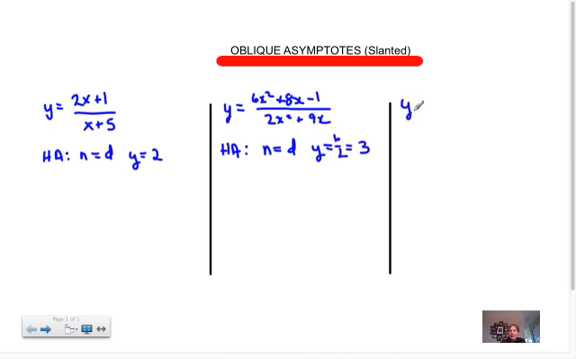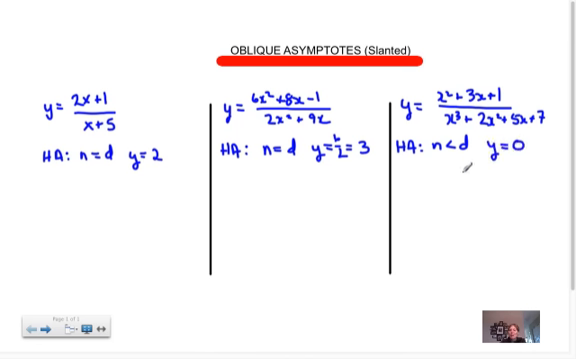Let's do one more. Let's say I gave you y is equal to (x squared plus 3x plus 1) all over (x cubed plus 2x squared plus 5x plus 7). And if I said, what's the horizontal asymptote here? You would say, oh, in this case, the numerator degree is less than the denominator degree. So my horizontal asymptote would occur at y equals 0.